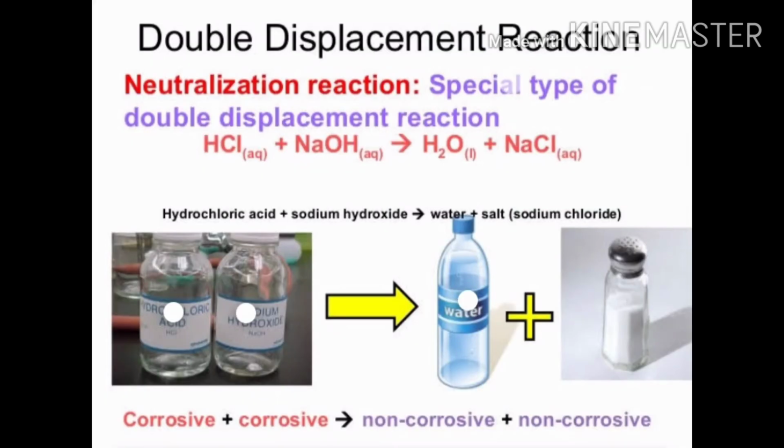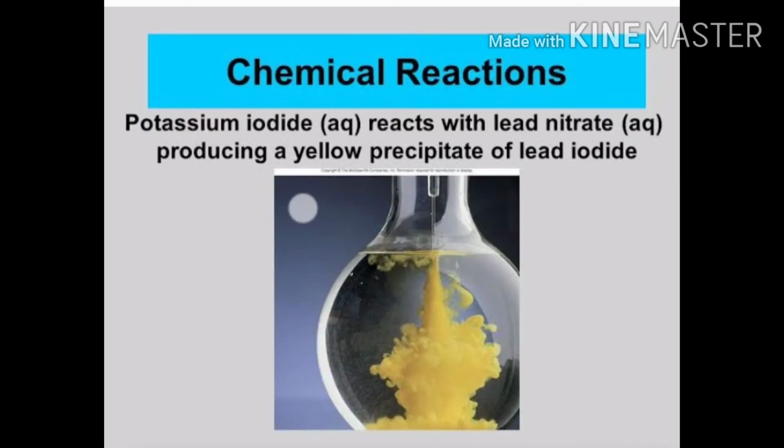There are special cases of double displacement reactions, like the neutralization reaction, in which acid and base react to form salt and water. Another is the precipitation reaction, in which one of the products formed is insoluble in water and hence gives a characteristic color.